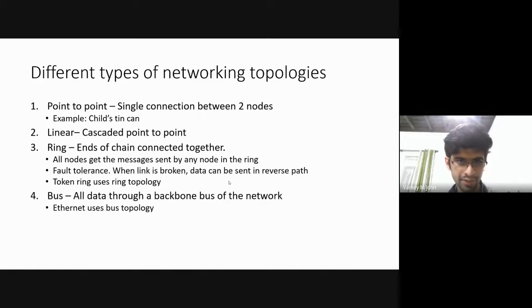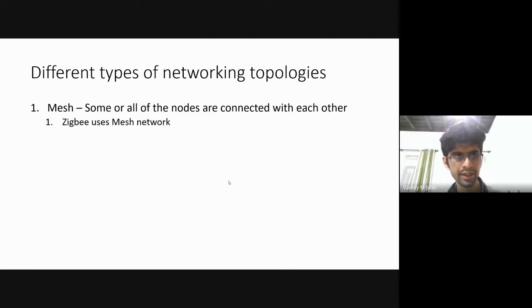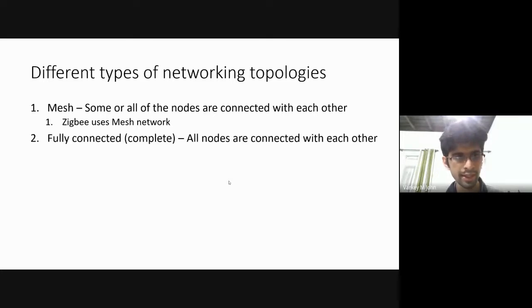And then we have the bus, which goes to the backbone bus of the network. Ethernet uses this. Star network, where all the nodes have to go through the central node to communicate with each other. The home network is an example. And then we have the mesh network, where multiple devices are connected together in a mesh fashion. So the Zigbee, which you may know, it uses the mesh network. It's an IoT device protocol. And then you have the fully connected network topology, and in this, all the nodes are connected with each other. Then the hybrid connects multiple topologies together.